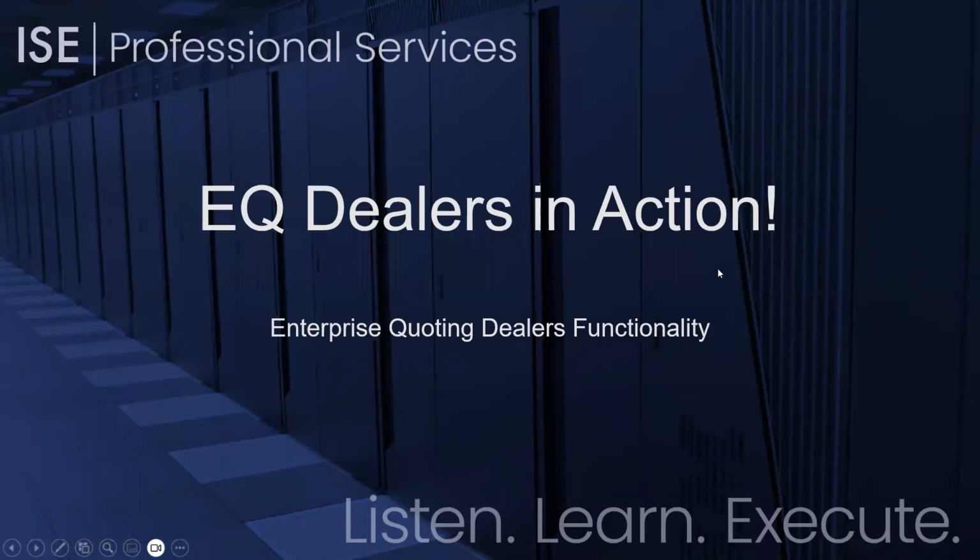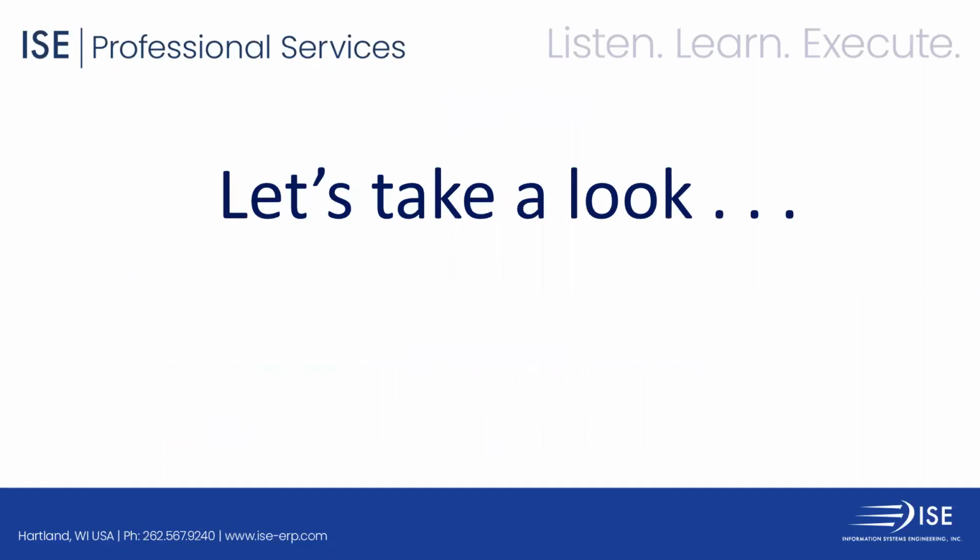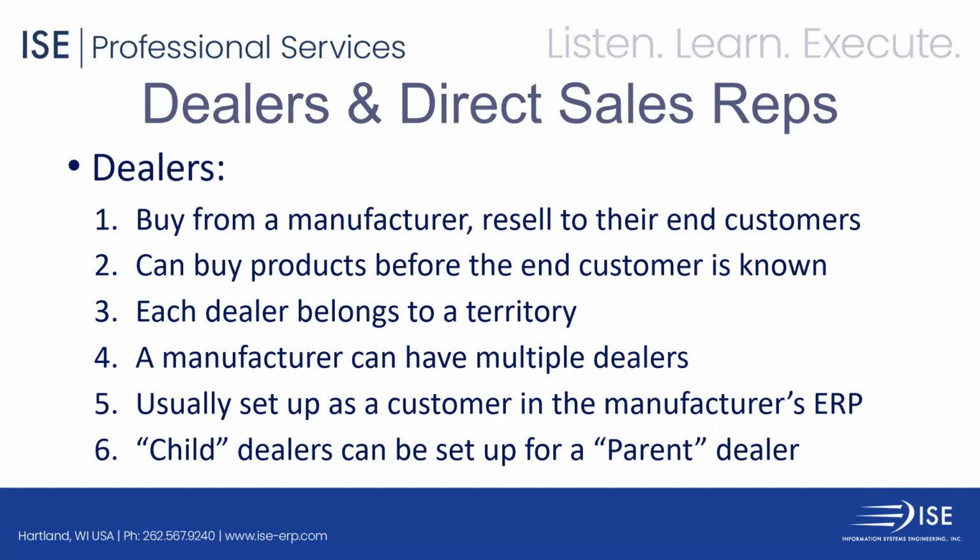Okay, so EQ dealers in action. This is just the one topic I just never quite have time to finish in session 1. So let's take a look. All right, so enterprise quoting allows 2 different modes, if you will, 2 different types of users. You can have your dealers or distributors as well, if you want to think of it that way. And even sometimes, for some companies, this might be one of your huge, really trusted customers, but typically it's a dealer or distributor relationship. So they buy from the manufacturer, they resell to their end customers. And they can even buy products before the end customer is known. You don't have to specify the customer in the quote right away. You can purchase the products ahead of time.